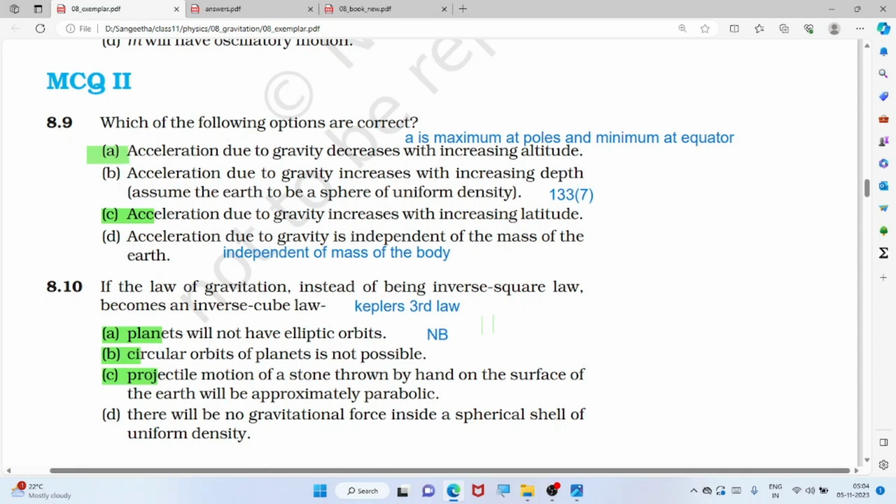Acceleration due to gravity increases with increase in latitude. If you go along the latitude, the acceleration due to gravity increases and it will be more at the poles. Acceleration due to gravity is independent of the mass of the earth. This is wrong. It is dependent on the mass of the earth. I already showed you. It is independent of the mass of the body, not independent of the mass of the earth. Acceleration due to gravity is maximum at the poles and minimum at the equator. The equator is minimum, it increases with latitude and is maximum at the poles.